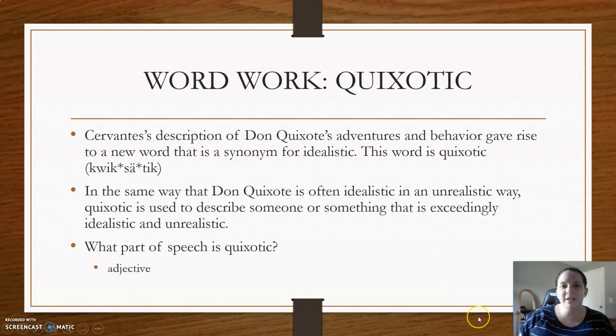Okay, our word work for today is quixotic. Cervantes' description of Don Quixote's adventures and behavior gave rise to a new word that is a synonym for idealistic, and that is quixotic. In the same way that Don Quixote is often idealistic in an unrealistic way, quixotic is describing someone or something that is exceedingly idealistic and unrealistic. It's kind of like out there. And the part of speech is an adjective.